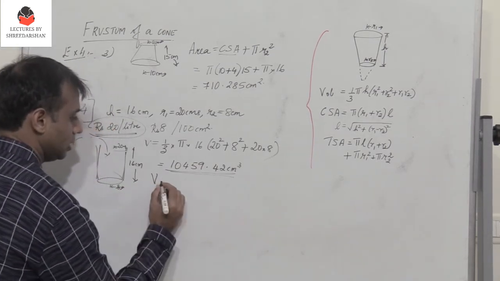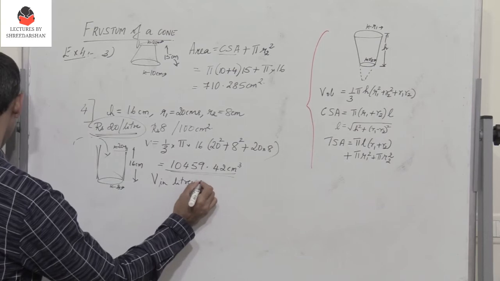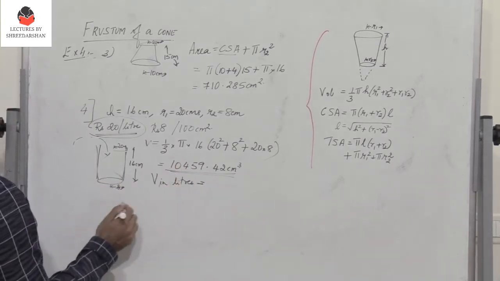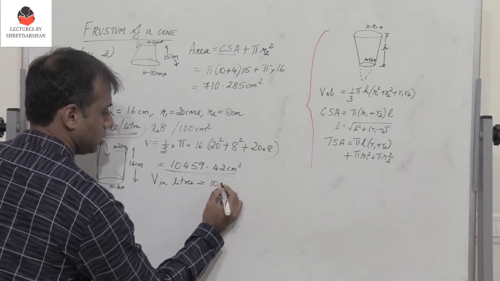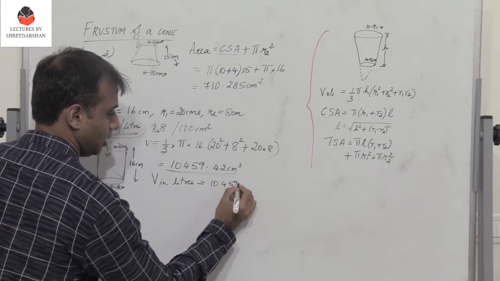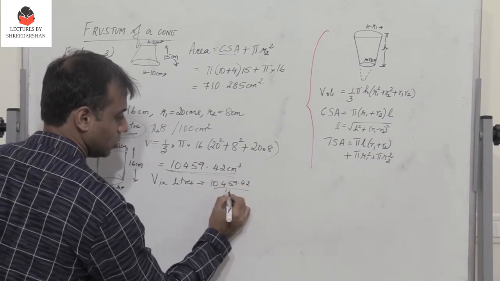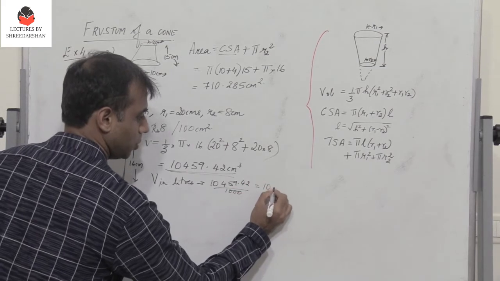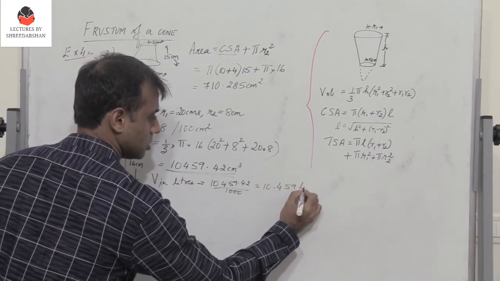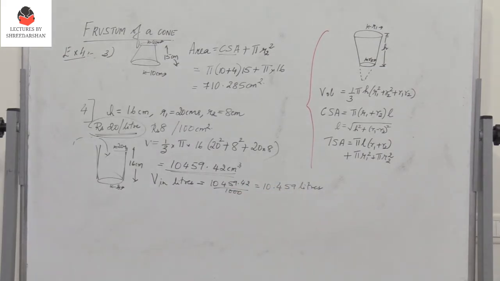So the volume in liters is nothing but this divided by 1000. So I have 10,459.42 divided by 1000. So I get 10.459 liters. Alright. So per liter is 20 rupees. So for 10.45 liters, what is the cost?